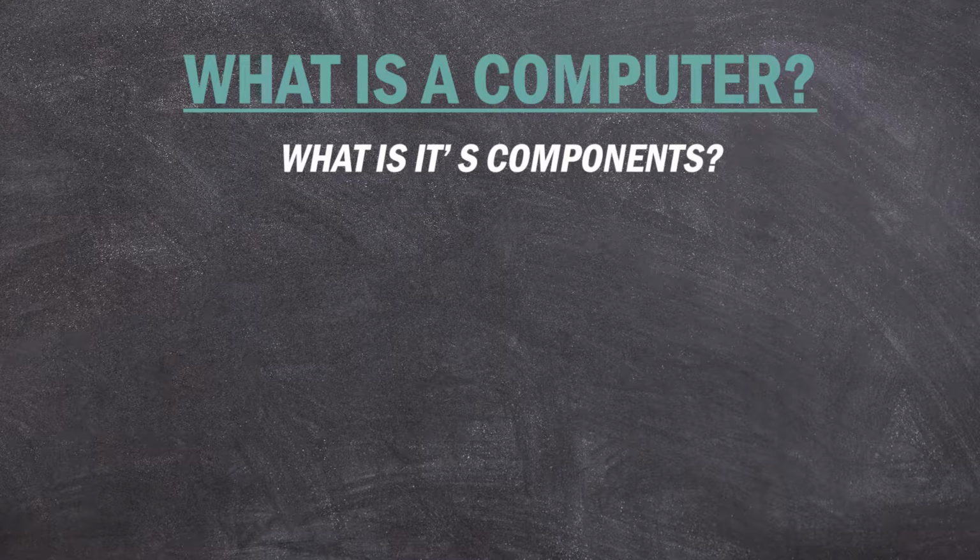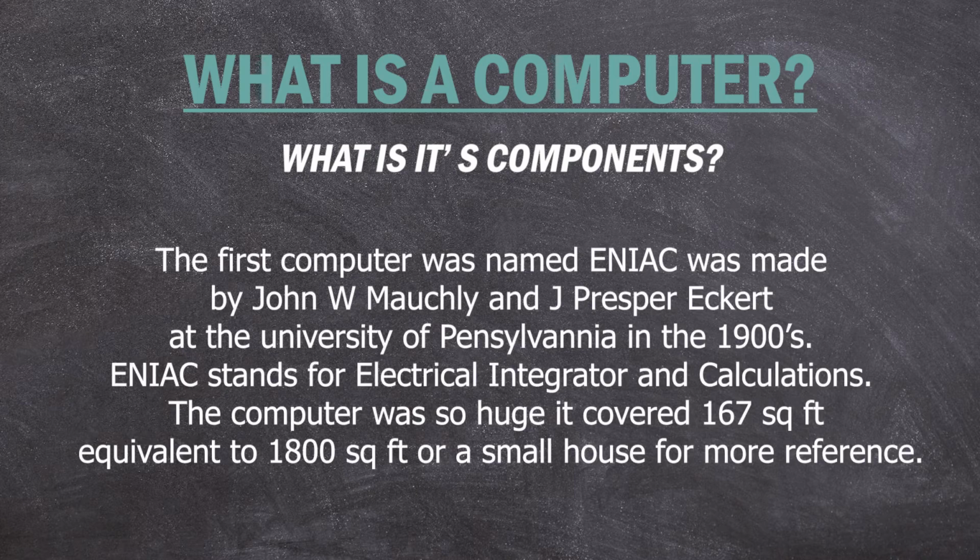Now, computers have come a long way since their first inception. The first computer, named ENIAC, was made by John W. Mauchly and J. Presper Eckert at the University of Pennsylvania in the 1900s. ENIAC, which stands for Electronic Numerical Integrator and Calculator, was so huge it covered 167 square meters, which is equivalent to 1,800 square feet, or in better reference, it was the size of a one-story home or small home.